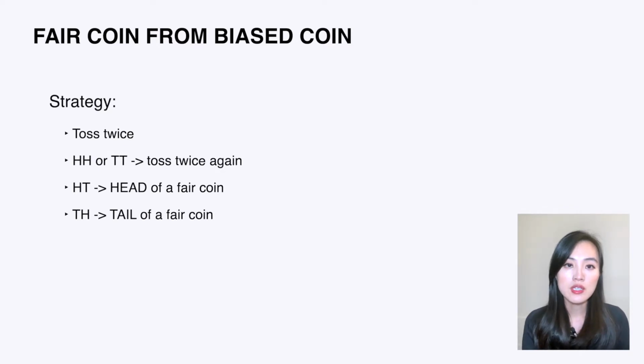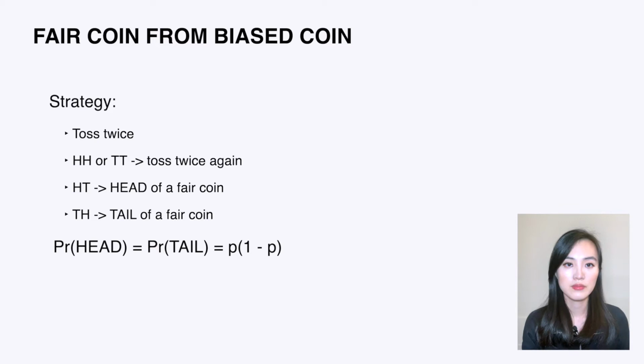Specifically, we toss a biased coin twice in a row. If it's HH or TT, we discard the result and toss twice again. When we see HT, we use it to represent a head of a fair coin. And when we see TH, we use it to represent a tail of that fair coin. In this way, we can guarantee the probability of getting a head is the same as the probability of getting a tail. Now we have the simplest and most straightforward solution to the problem.